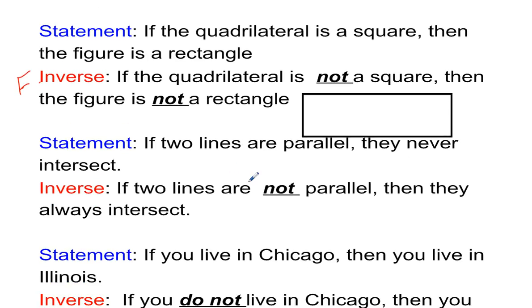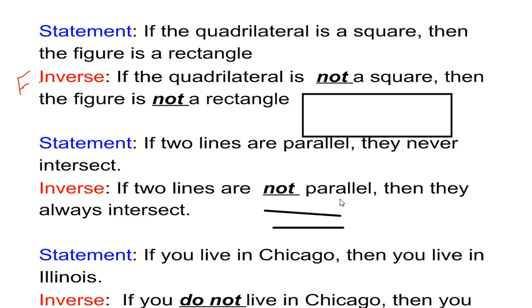If two lines are parallel, they never intersect. And we said that the inverse is if two lines are not parallel, then they always intersect. So you might say to yourself, well, wait a second, that's pretty obvious. I mean, clearly, if two lines are parallel, they never intersect. So we know that the conditional statement is true. And its inverse looks like it's also true. Eventually, these two lines are going to converge, and they're going to cross each other.